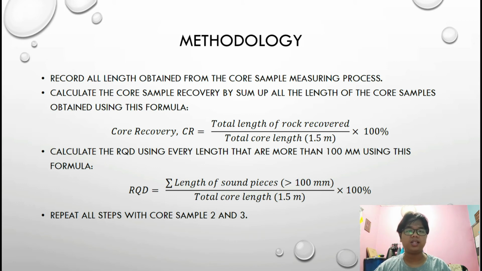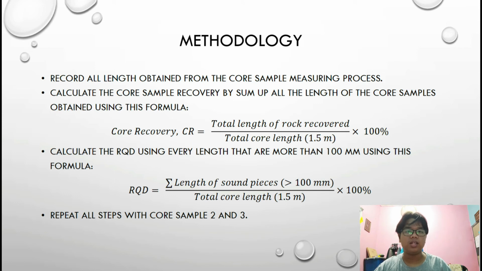And then we will calculate the core sample recovery by summing up all the lengths of the core samples obtained, using the formula: core recovery is the total length of core recovered divided by the total core length, which is 1.5 meters, times 100%. So we will get it in percentage form.